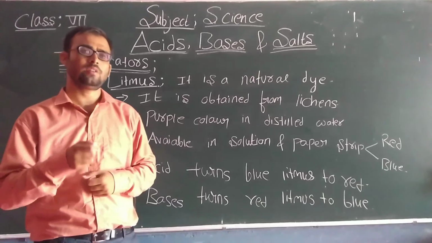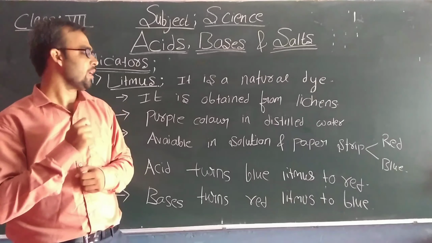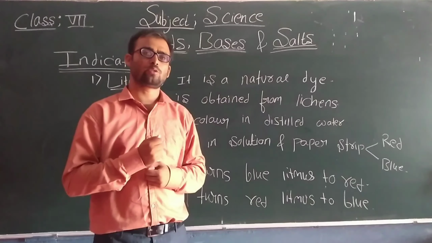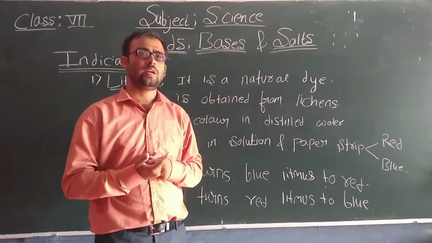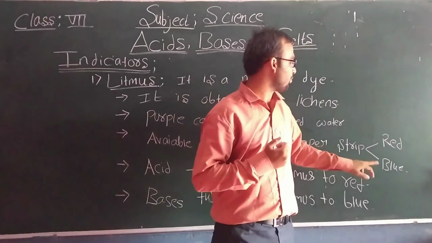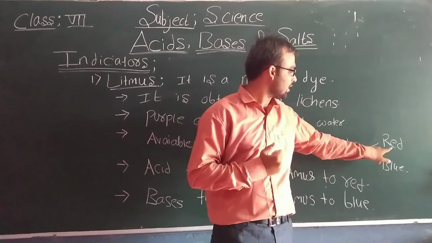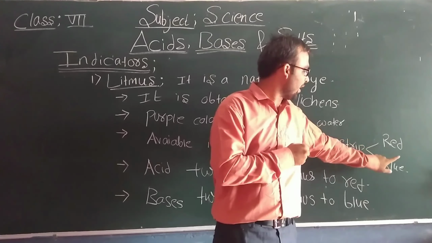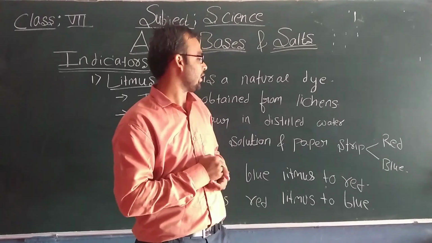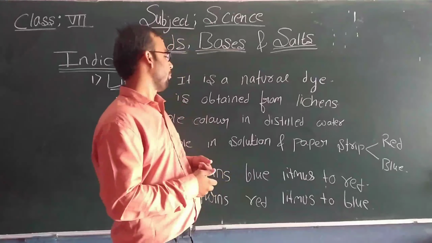When we put litmus in distilled water, the litmus turns into pink color. The indicator litmus is available in solution as well as in paper strips. It is available as red paper strips and also as blue paper strips. So there are two paper strips: red litmus paper and blue litmus paper.